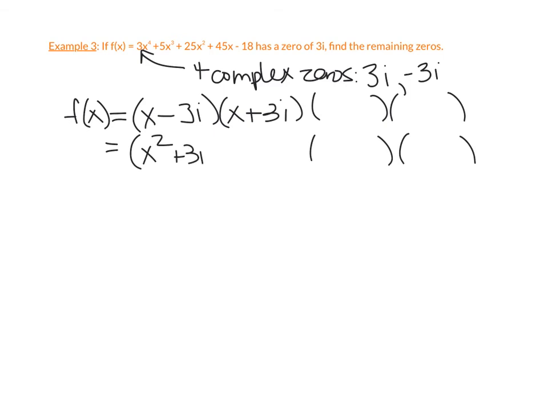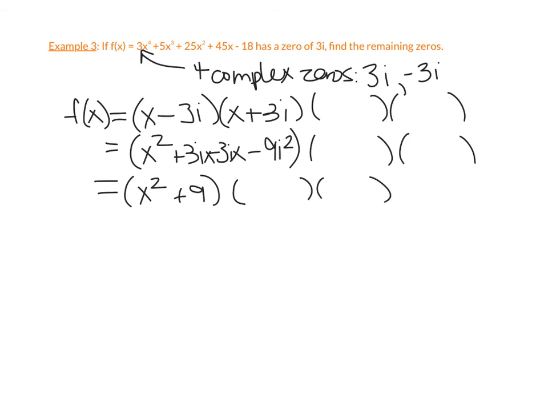My outer is plus 3i, my inner is minus 3ix. And then my last is negative 9i squared. So my middle terms are going to cancel out, which is nice. My negative 9i squared ends up being a plus 9 because it ends up being negative 9 times negative 1.